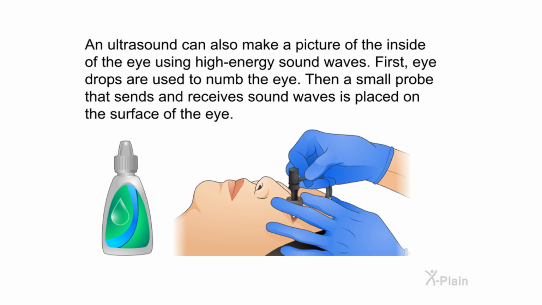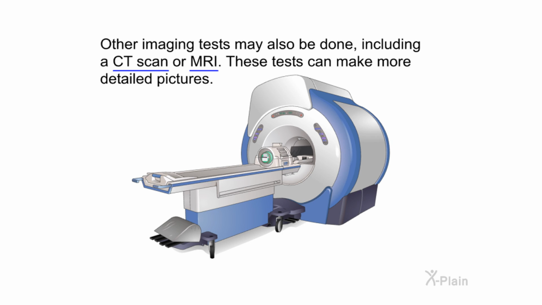An ultrasound can also make a picture of the inside of the eye using high-energy sound waves. First, eye drops are used to numb the eye. Then a small probe that sends and receives sound waves is placed on the surface of the eye. Other imaging tests may also be done, including a CT scan or MRI. These tests can make more detailed pictures.